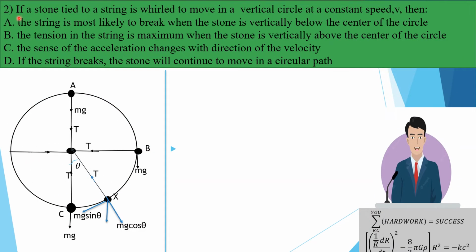Alright, so our question 2 says, if a stone tied to a string is whirled to move in a vertical circle at a constant speed v, then... Alright, so I just want to head over to draw the motion of a particle in a vertical plane here, and then we'll look at the dynamics of that motion.